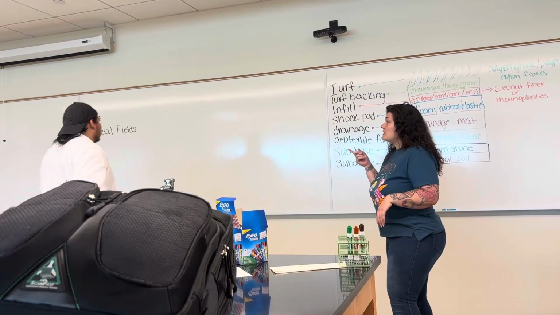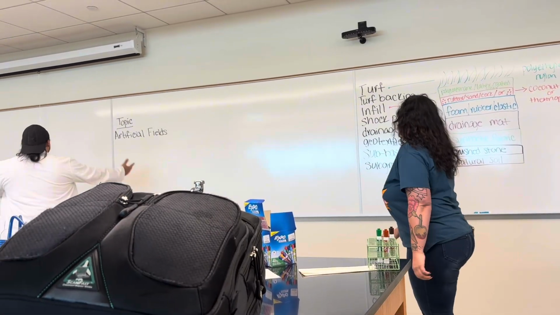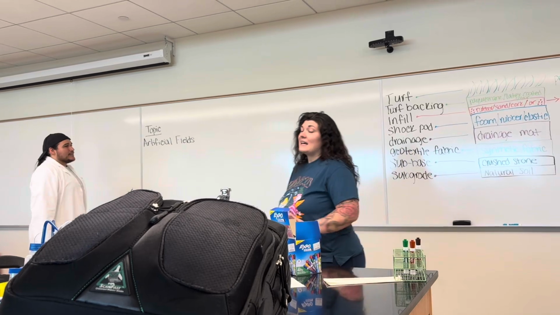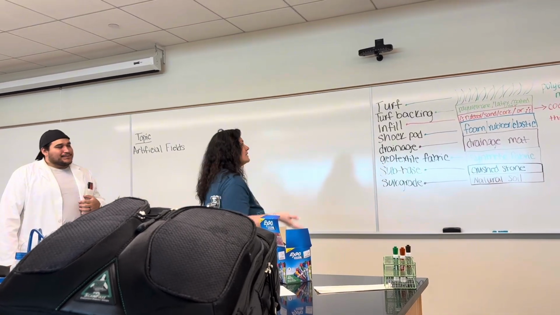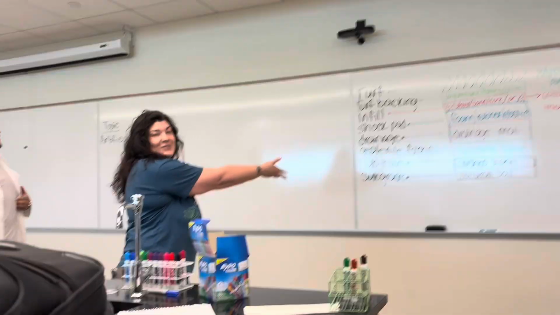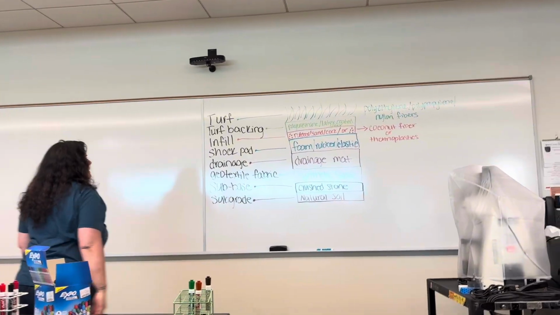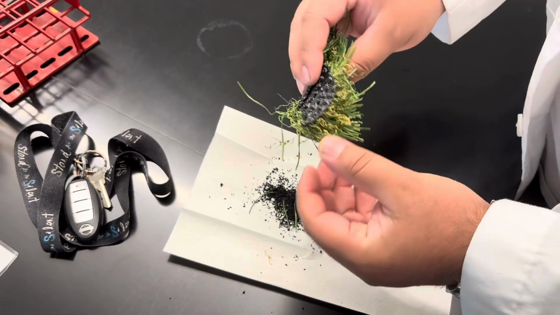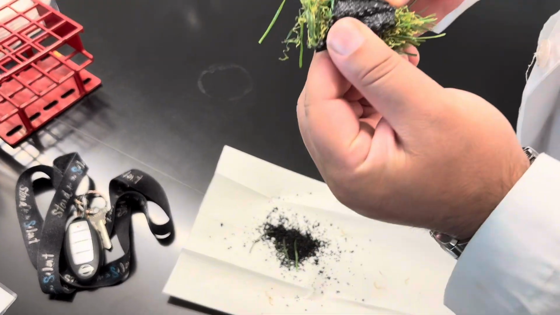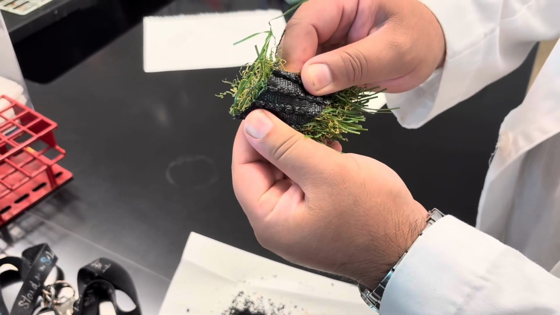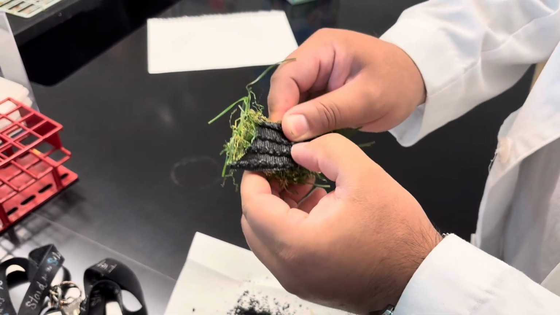Our topic for today is artificial fields. And the only thing that I Googled was the layers to an artificial field, which is here on the board. This is the individual nylon fibers with that backing. As you see, it's pretty tight. Water's not really going to go through there.